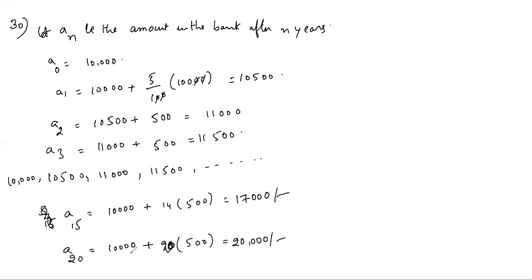Total amount is first they deposited amount of 10,000. So after 20 years, 20 installments. In the 15th year, we will get only 14 installments. So this is the difference between A15 and A20.